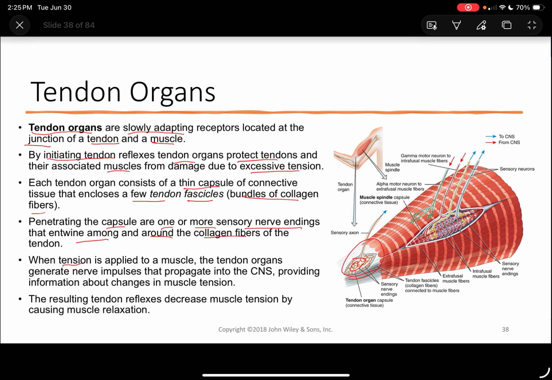When tension gets applied to that muscle, when we start pulling one way or the other, the tendon organs are going to generate nerve impulses that are going to propagate into the central nervous system, providing you with information about changes in that muscle tension. So the result of this is going to be the tendon reflex that is going to decrease muscle tension by causing that muscle to relax.